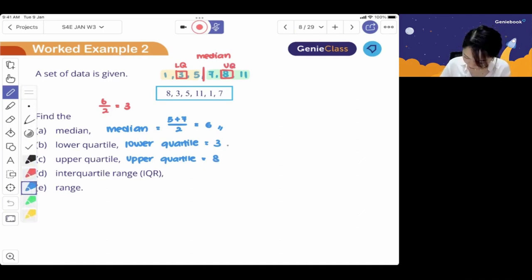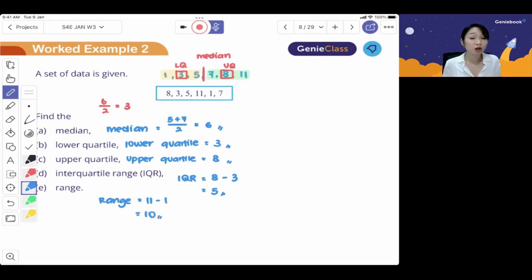Now, interquartile range, again, very straightforward. This time I won't write whatever is unnecessary. So IQR equals 8 minus 3, right? Upper quartile minus lower quartile. So that will give me 5. And for range, I take the highest value, which is 11, minus my lowest value, 1, to get a range of 10. Very good, Nigel. Well done.